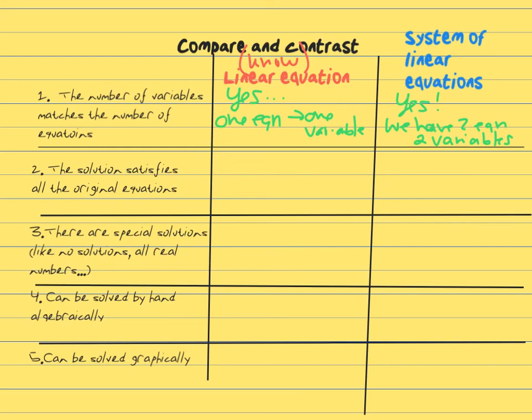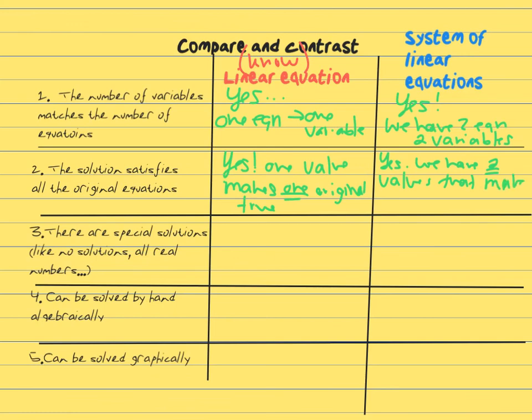Now, for just one equation, the linear equation, the solution will satisfy the original. So we say yes, there's one answer, so one value, and it makes the original true. The same thing will be true for our system of linear equations. Yes, but we have two values that make both equations true.